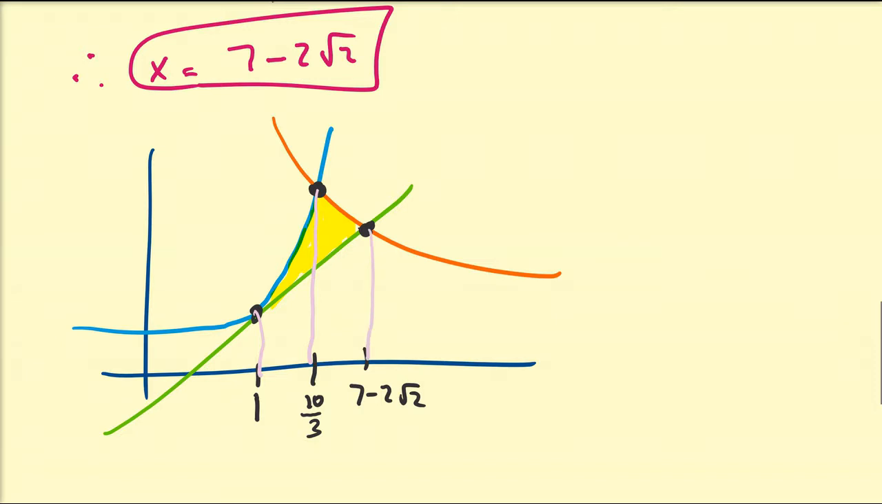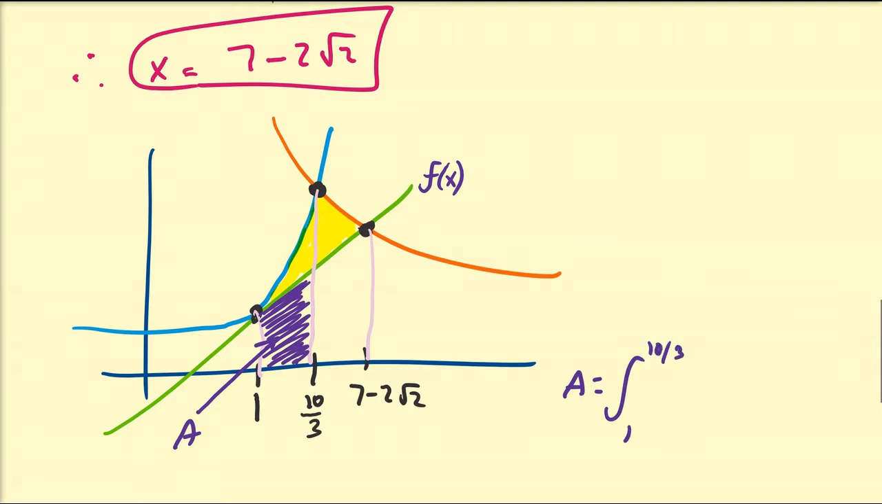So notice that this area here, if I call this green curve f of x, this purple area, which I'll call A, is just going to be equal to the integral from 1 to 10/3 underneath f of x dx. So how can I find this piece here, which I'm going to call A1?